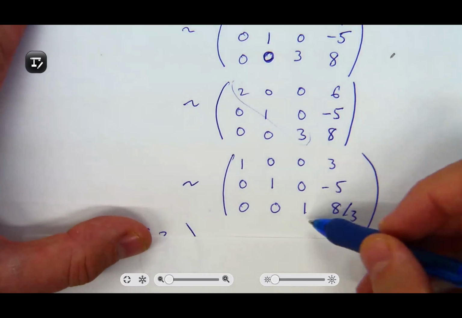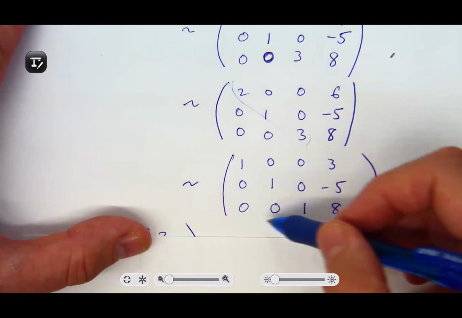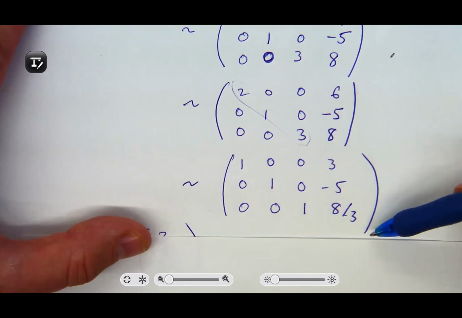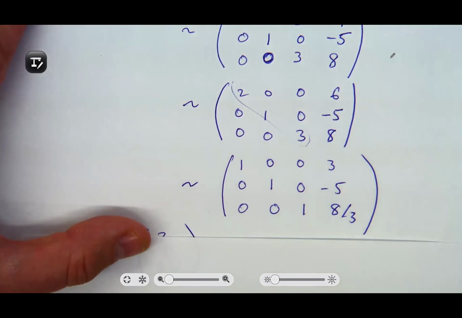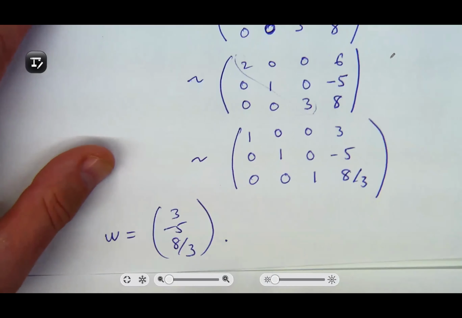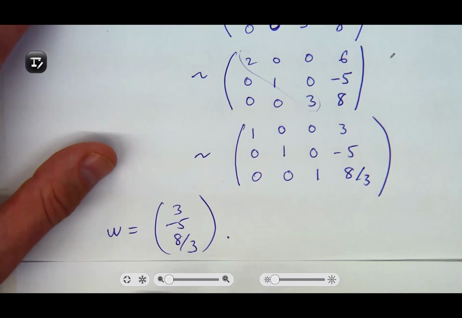So now you see we have the identity matrix there on the left, and we have our answers on the right. All right, so this is the solution that we got in Julia earlier, I hope it is anyway. I don't have it written down, but I remember there was a 6 recurring. Who knows? Maybe I entered it wrong. Anyway, I think I did this calculation correctly. So we get W is equal to 3, minus 5, and 8/3.